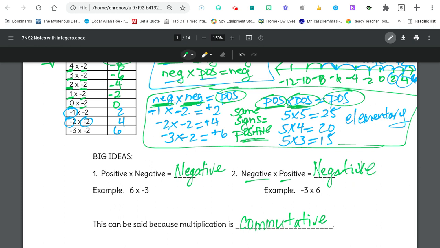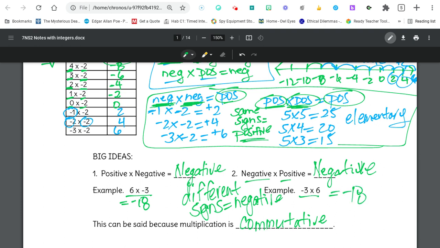What I'm telling you is if the signs are different when you multiply, I think I should spell that right. If the signs are different when you multiply, you're going to end up with some negative answer. So here we get negative 18. 6 times negative 3 is negative 18. Or you could use the commutative property and say negative 3 times 6 is also negative 18.